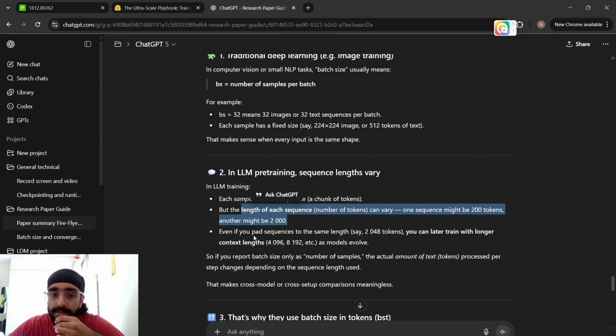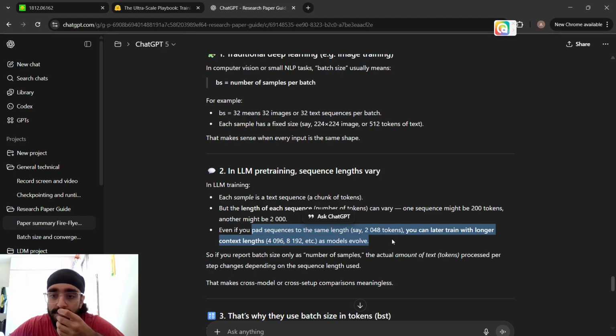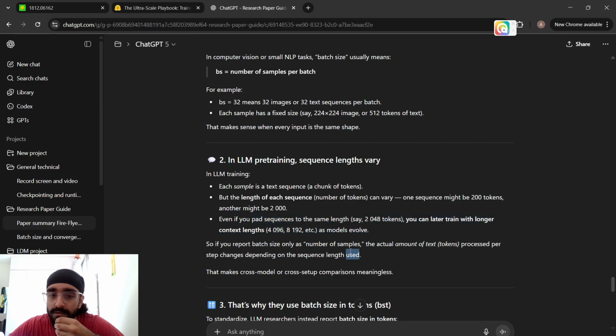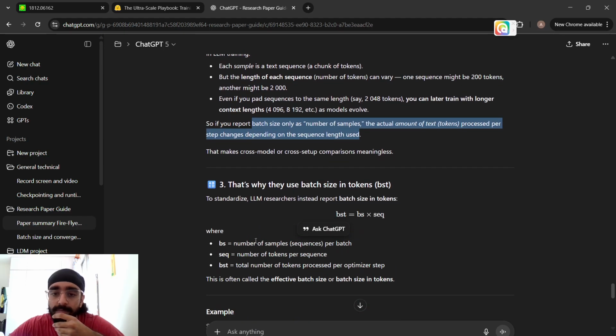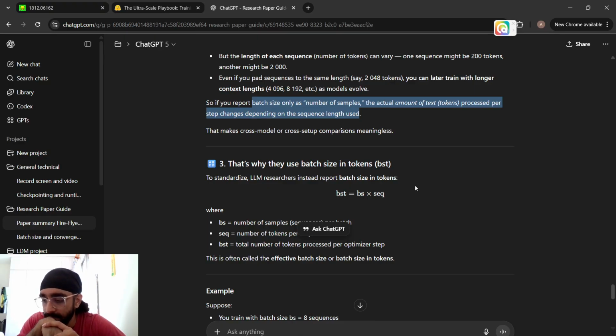Even if you pad sequences, you can train with longer context length. So if you report batch size only as number of samples, amount of... Yeah, makes sense. So they're saying that if you define batch size in terms of the number of sequences processed per batch, this is not ideal because the sequence length can be different in different sequences. For example, if we consider one document to be one sequence, the number of tokens per document can be different. So the batch size would be different.